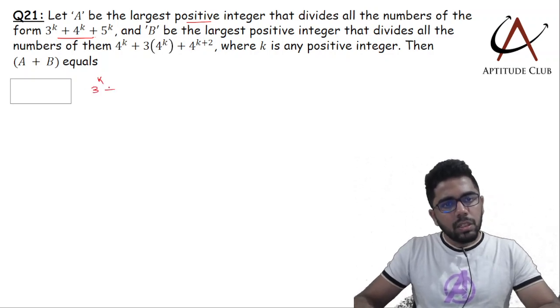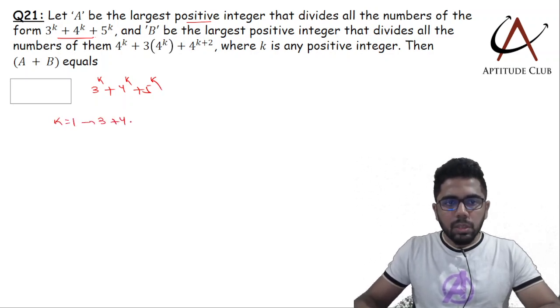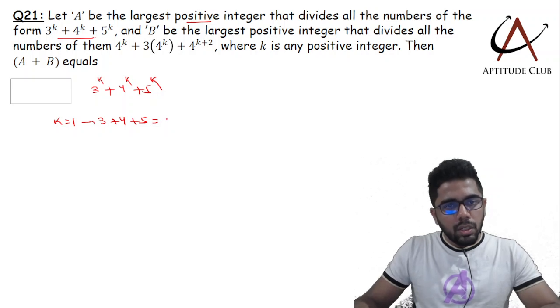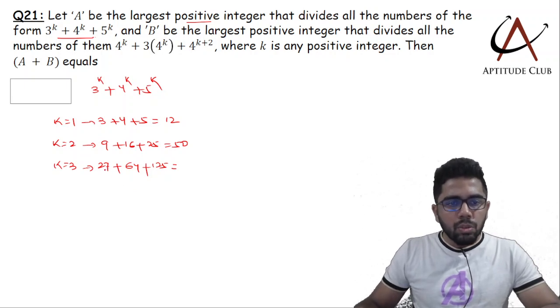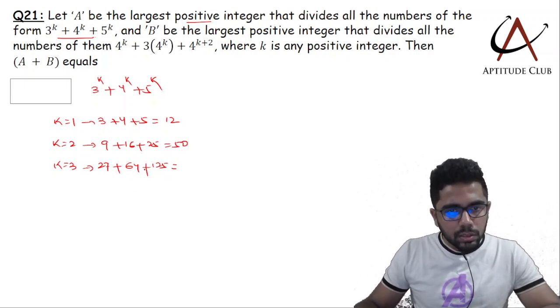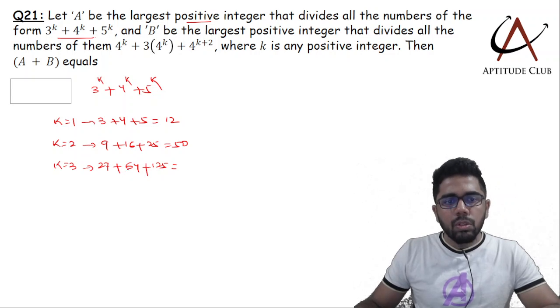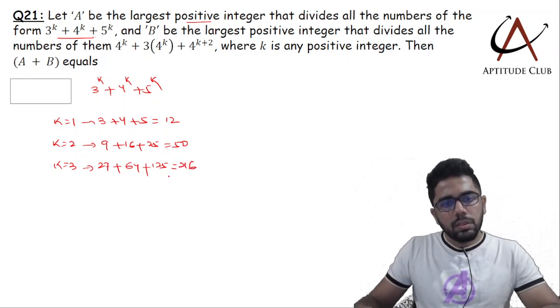तो अगर मैं इस फॉर्म में एक नंबर ले रहा हूँ 3 टू द पावर के, 4 टू द पावर के प्लस 5 टू द पावर के, तो यहाँ पे के को अगर 1 लिया तो 3 प्लस 4 प्लस 5, 12. इफ आई एम टेकिंग के एस 2, 3 स्क्वायर 9, 4 स्क्वायर 16, 5 स्क्वायर 25, so you get 50. If you take k as 3, 3 cube 27, 4 cube is 64 and 5 cube is 125. So 27, this is 152, 60, 216 आ गया ये.